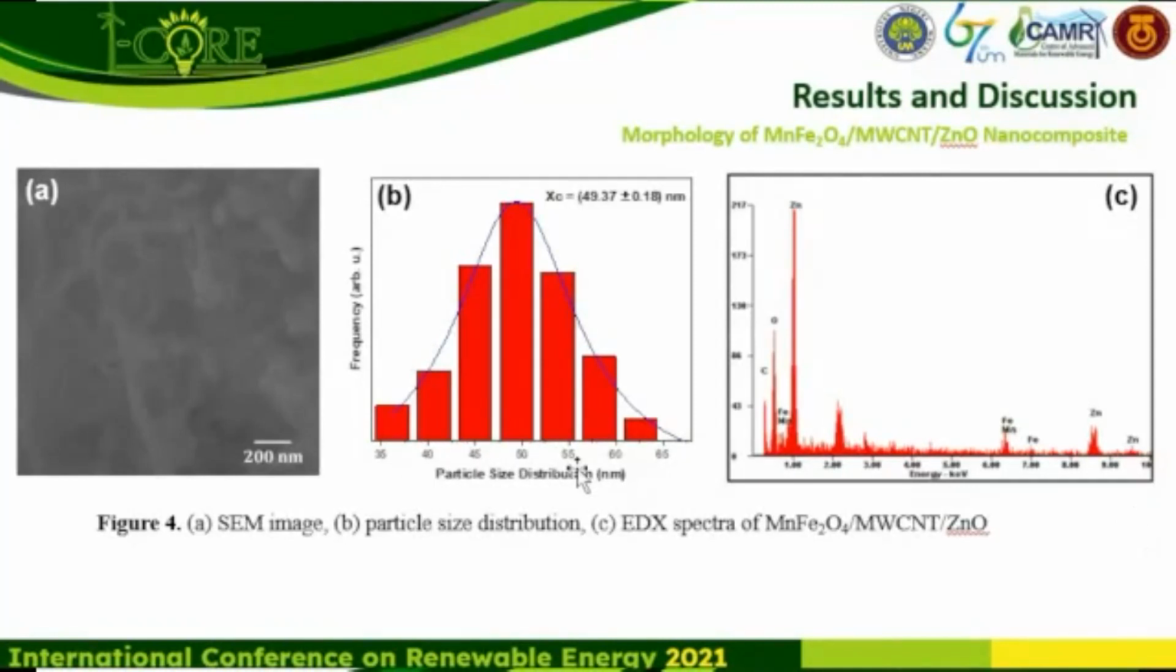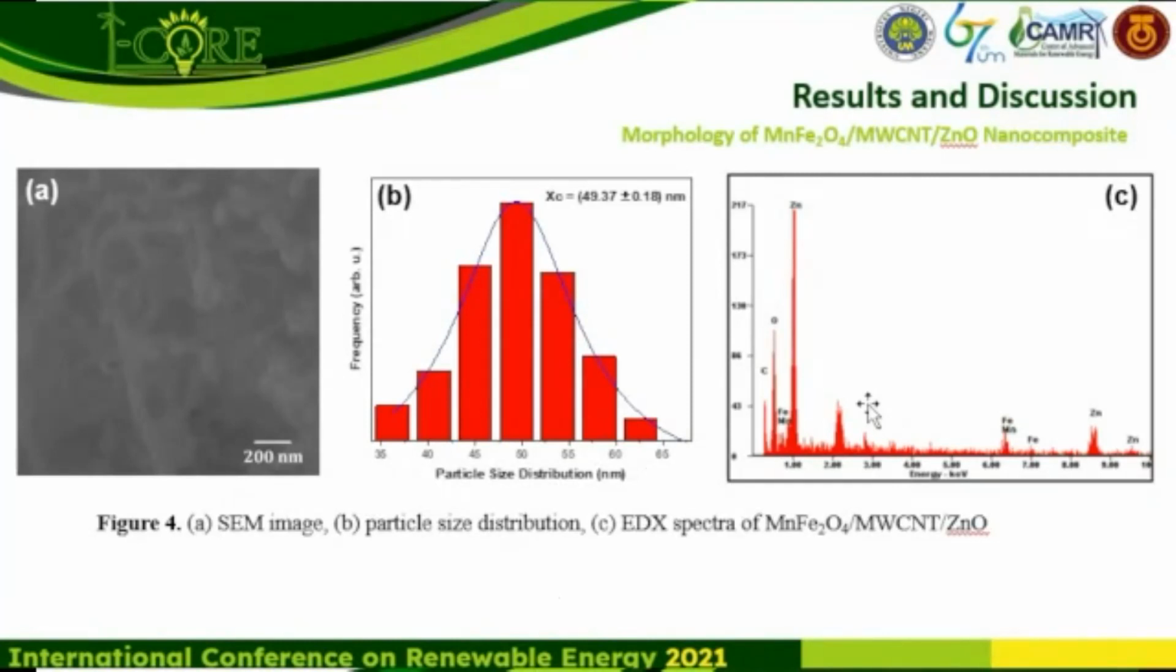Next, we will talk about the particle size distribution of the nanocomposite, which is 49.37 plus minus 0.18 nanometers, as shown in figure 4B.